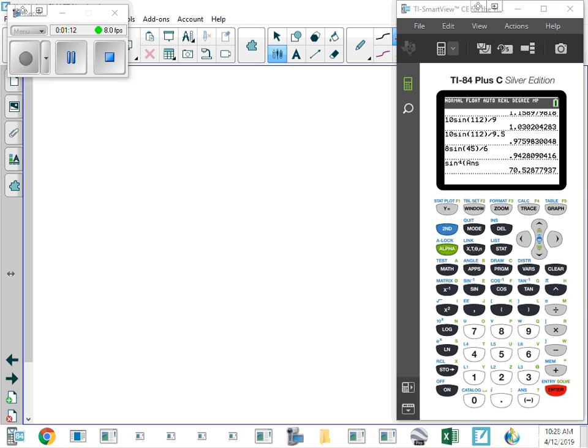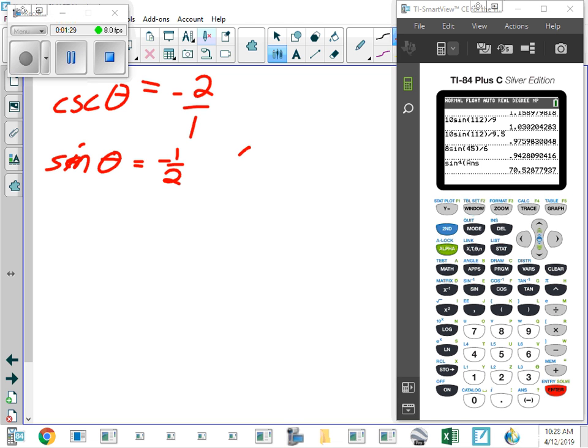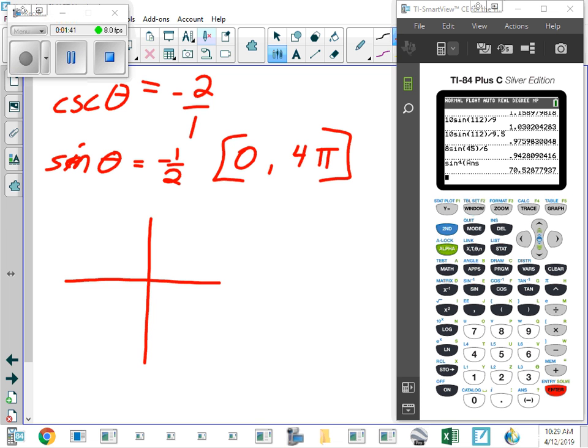All right, number 3. The cosecant of theta is equal to negative 2 over 1. Now, I don't like that. I'm going to flip it and say the sine of theta is negative 1/2, and I'm looking from 0 to 4 pi. Okay. In which quadrants is the sine equal to negative 1/2? Would be 3 and 4.